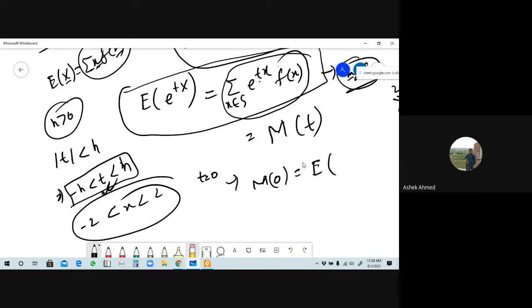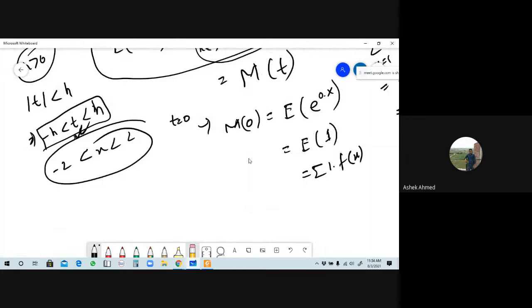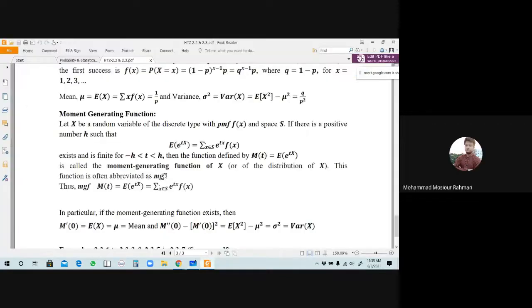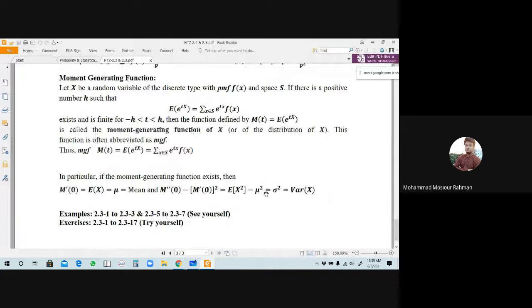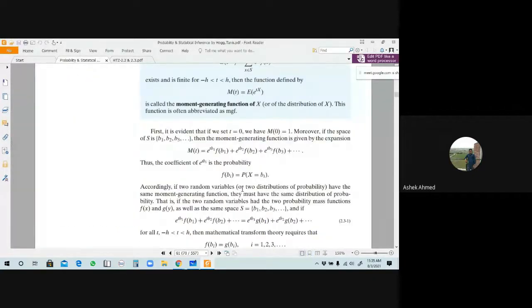So from here, if we replace t by 0, then the value of m of 0 will be the expectation of e to the power 0 into x. Tell me, e to the 0 means 1. So this will be summation of 1 into f of x. So that result will be summation of f of x. Now tell me, the value of summation of f of x will be 1. Understand? Summation of f of x will be 1 here. Then m of 0 is 1 here.